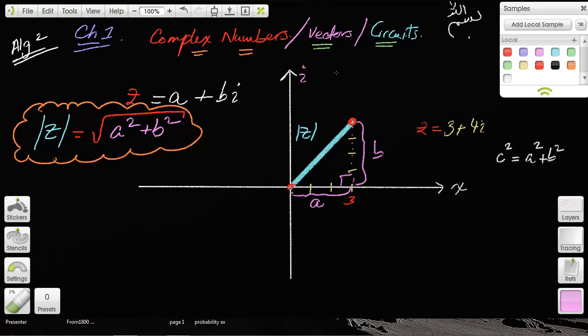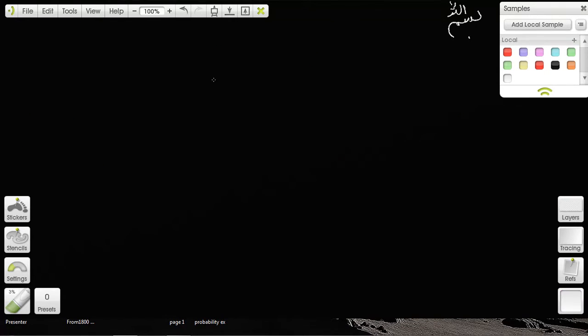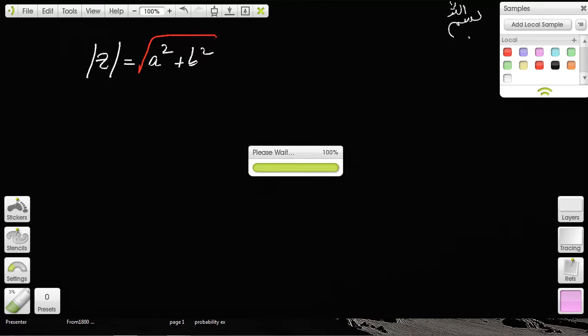Bismillahirrahmanirrahim. So this is the absolute value. It's one thing we have to find. So let me reiterate this. The absolute value of a complex number is the square root of a squared plus b squared. It's the distance of that point from the origin. Remember, a complex number is a point. So that's the definition of the absolute value of a complex number.